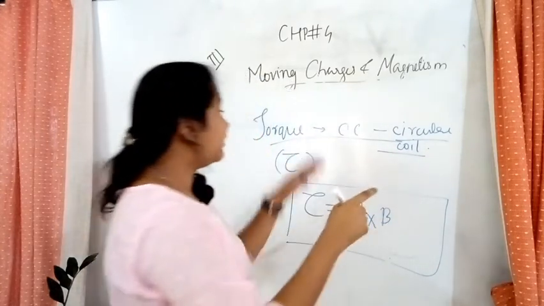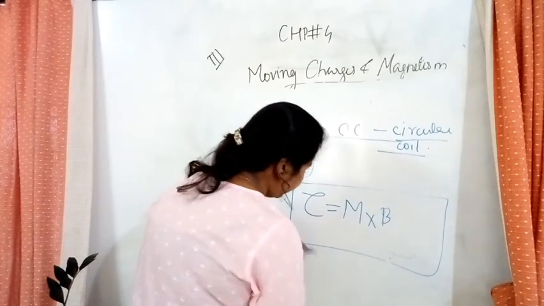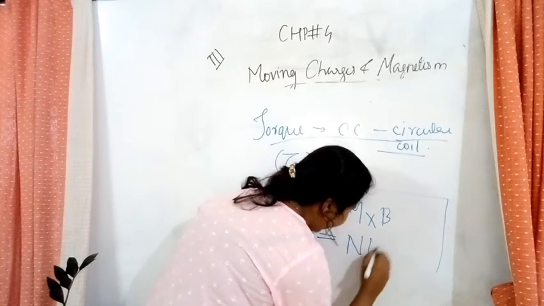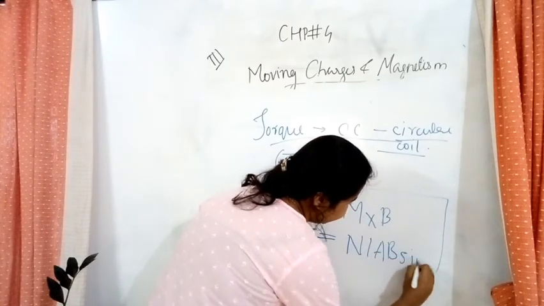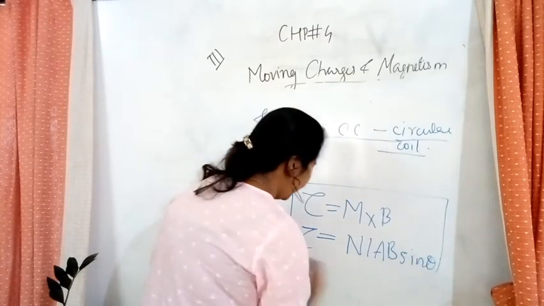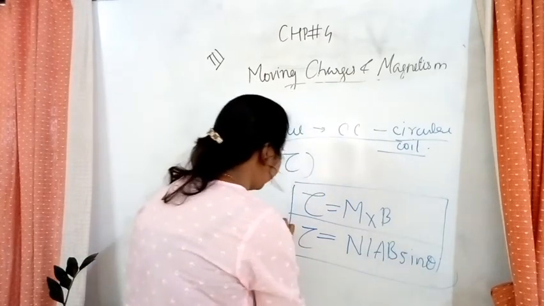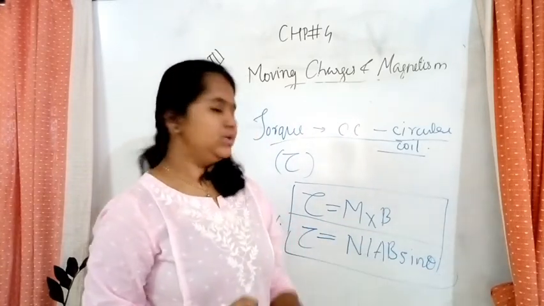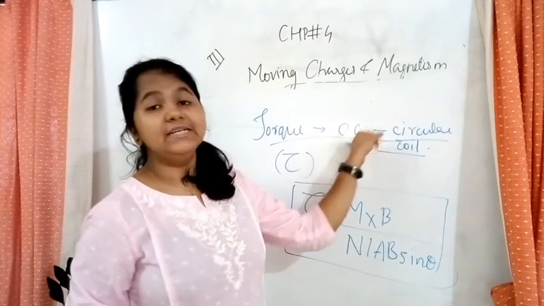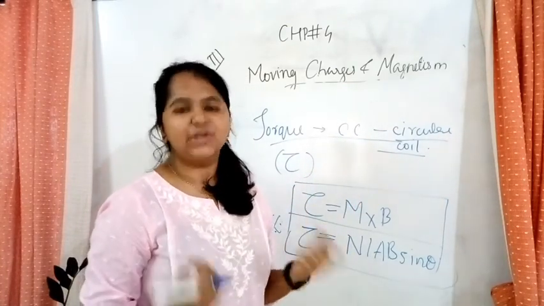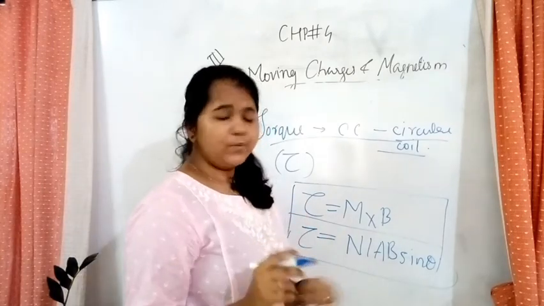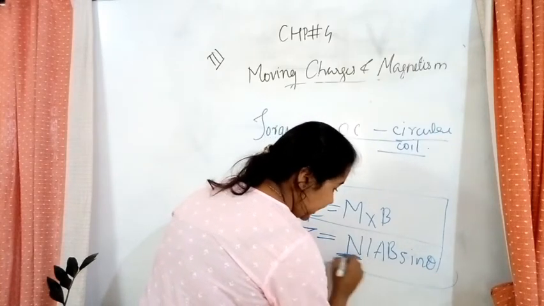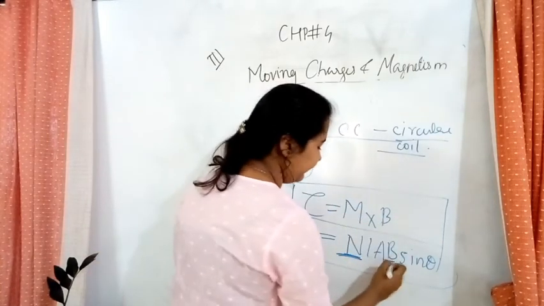Or for a circular coil, τ is equal to NIAB sin theta. Okay, this is our equation. Important, you have to learn it by heart. So τ is equal to NIAB sin theta. That is the equation for torque on a circular current carrying coil. So what is theta? Theta is the angle between the n vector and the direction of magnetic field.